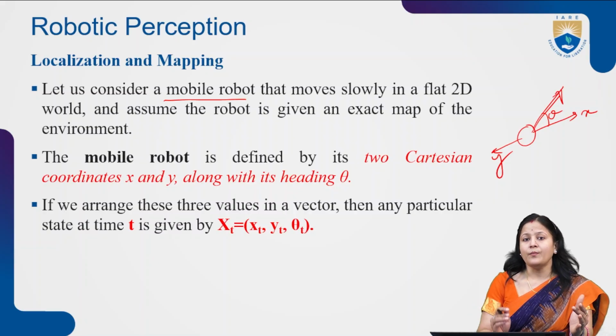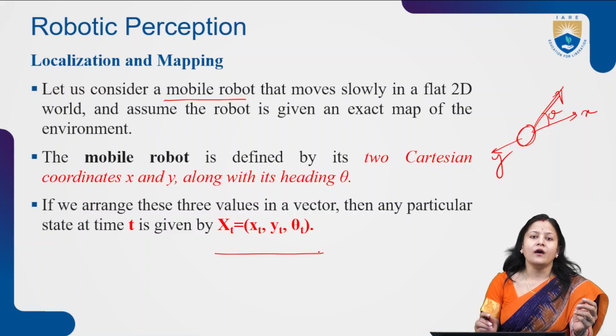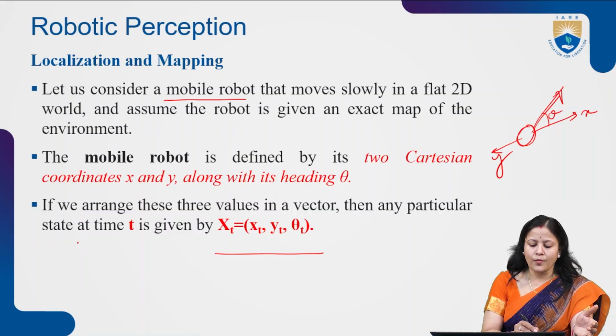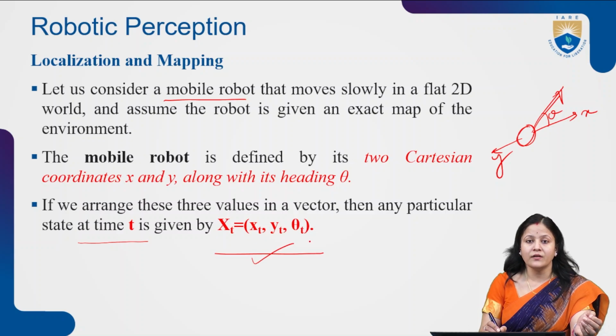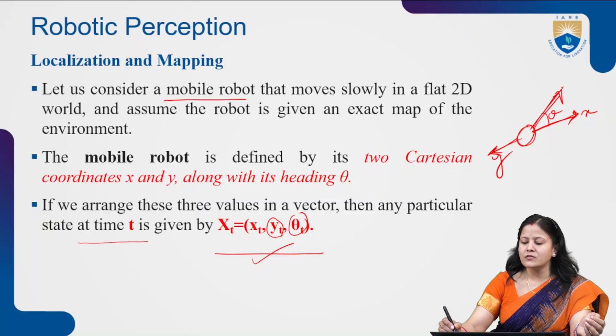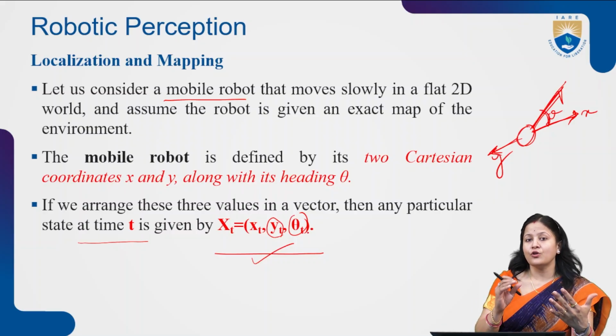Now mathematically, how can we represent the movement of the robot? If we arrange these 3 variables in a vector format, then any particular state at a moment of time we can represent as x of t equals xt, yt and theta t. So xt means the movement along the x-axis at time t, yt means the movement along the y-axis at time t, and theta t means the movement along some other axis or direction, taking an angle theta at time t. So this is the mathematical representation of the movement of the robot at time t.